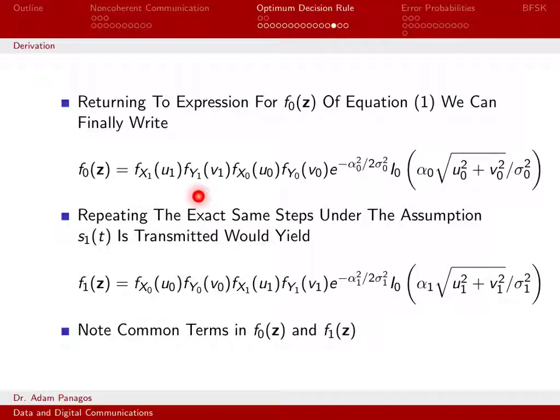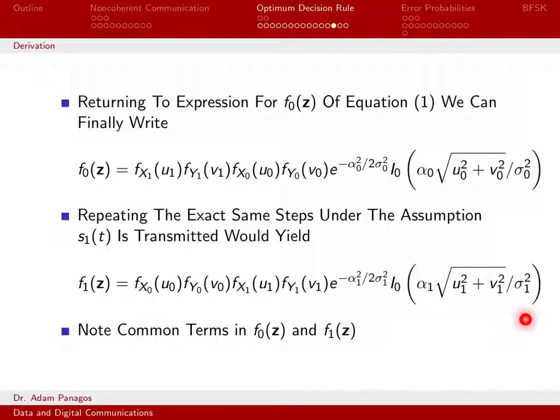What I really needed to do is repeat everything we just did under our other assumption, namely that S1 of t is being transmitted. We're not going to go through the details, but you can convince yourself by looking at it that if we went through the math again, we would get an answer of basically the exact same form, and it would look like this. So you can note the differences. Here we have x1, y1, x0, y0. Here we have x0, y0, x1, y1. And then all the subscript zeros here have changed to subscript ones. Okay? So the form of it is very similar.